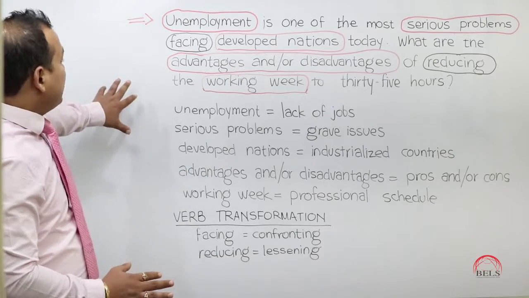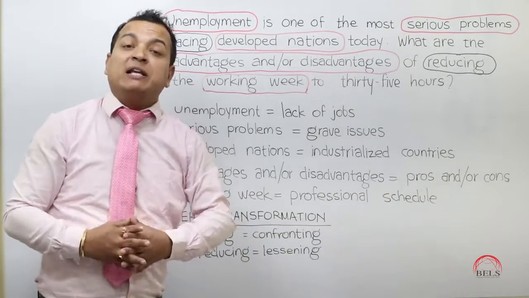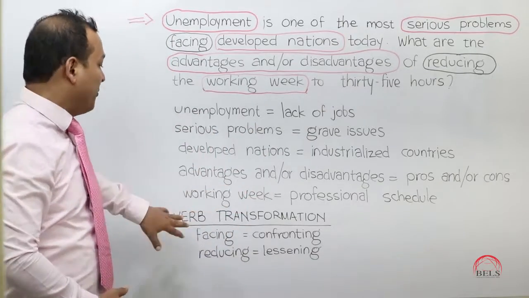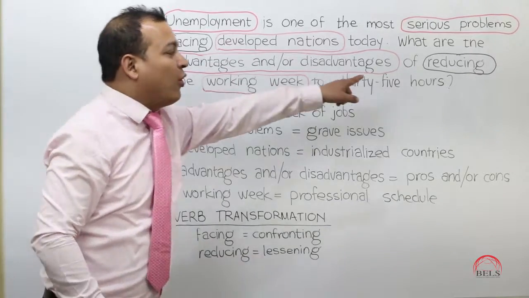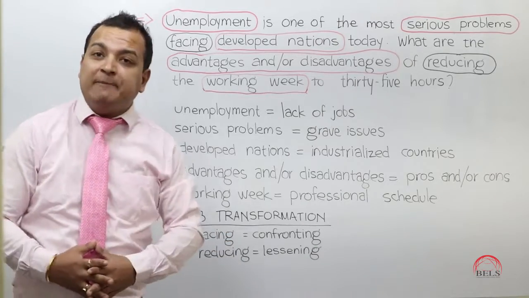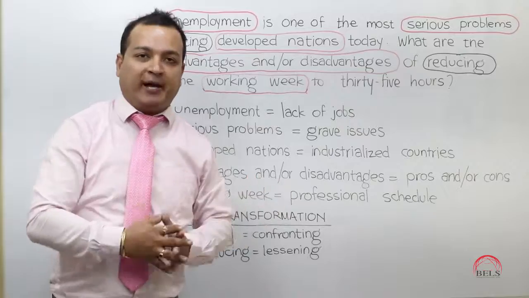Now, this is one thing we have used, use of synonyms. Now, the second thing is verb transformation. So we are going to use the other formula, verb transformation. So we have two verbs here. The first one is facing. The second word is reducing. So facing I'm going to convert to confronting. The second word, reducing, to lessening, which is a synonym of that.